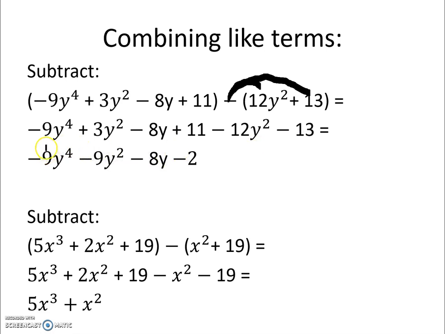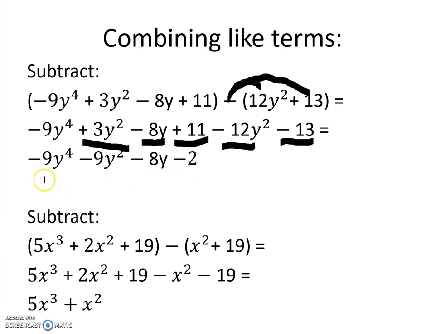Combining like terms, we have just a negative 9y to the fourth, then we have plus 3y squared minus 12y squared for a total of negative 9y squared. The only y we have is a negative 8y. Plus 11 minus 13 leaves us a negative 2.